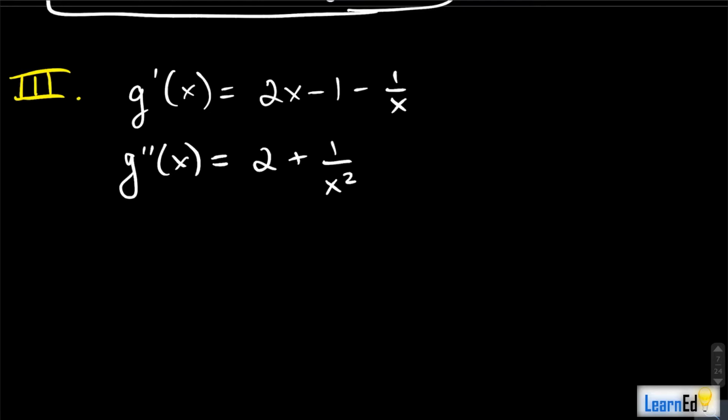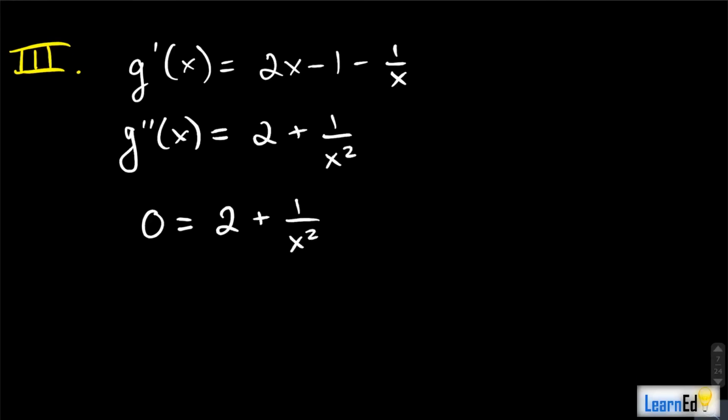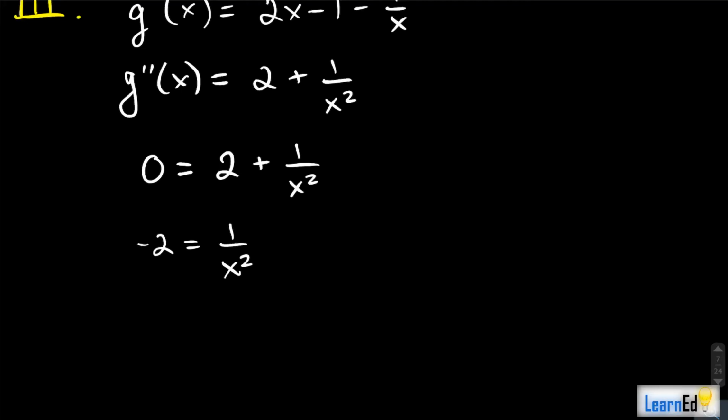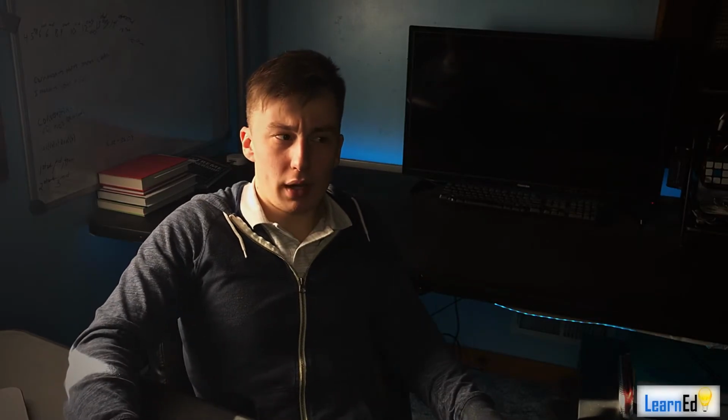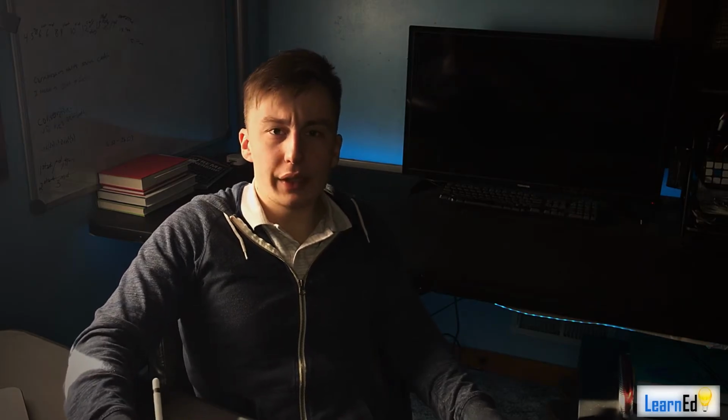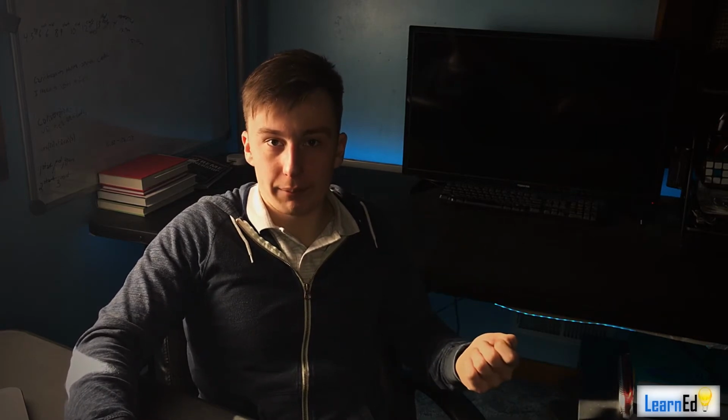Okay, so setting this equal to 0, we get 0 is equal to 2 plus 1 over x squared. This means that negative 2 is equal to 1 over x squared. And so we can write that as x squared equals negative 1/2. Okay, and you see here though that we'll end up getting imaginary points for when our second derivative is 0, right? Because we have a negative under the radical in that case. We square root both sides. So that means that we don't have any real inflection points.